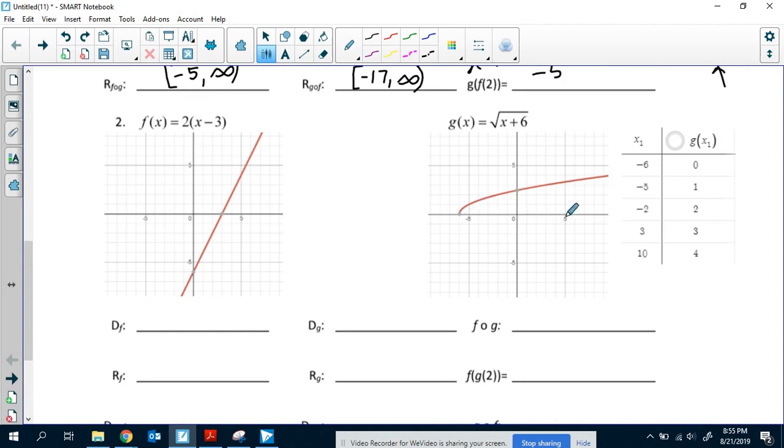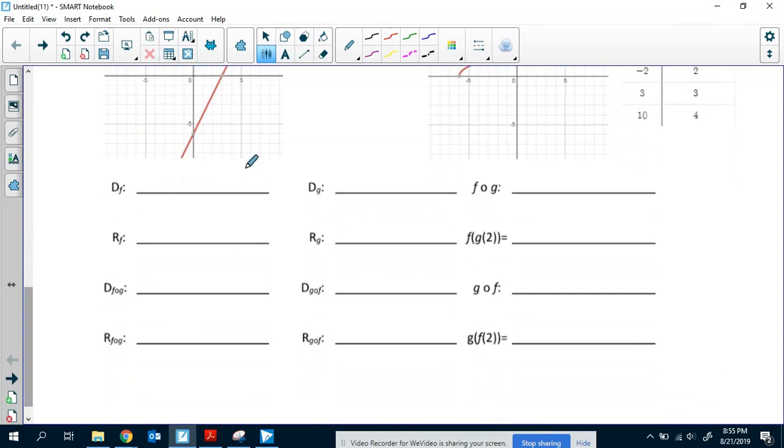Notice once again I have them graphed already for saving time, and I have some points that I can substitute in for g of x. Notice if you substitute in anything less than -6, you get an error because you can't have a square root of a negative number. So if I take the domain of f and the range of f, they are both -infinity to infinity. I have no issues with any values coming in or out of that function.